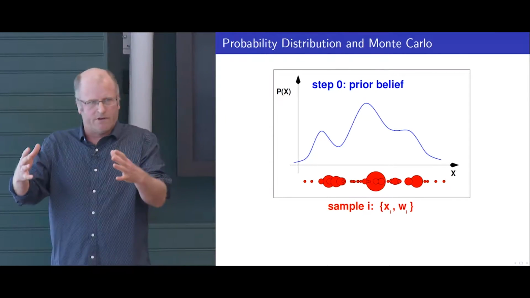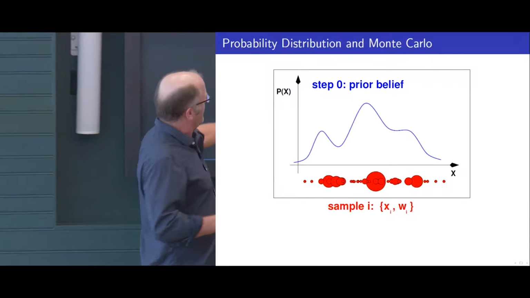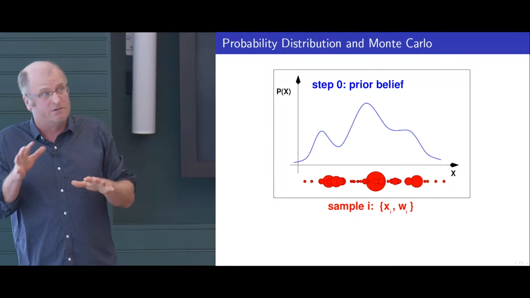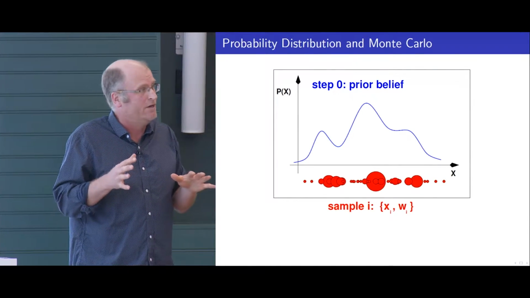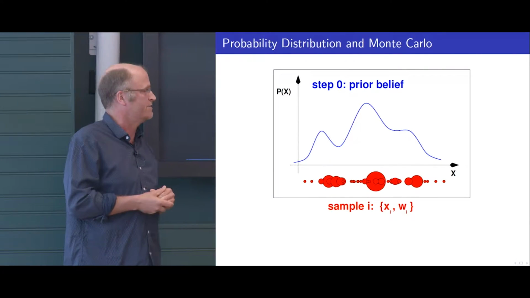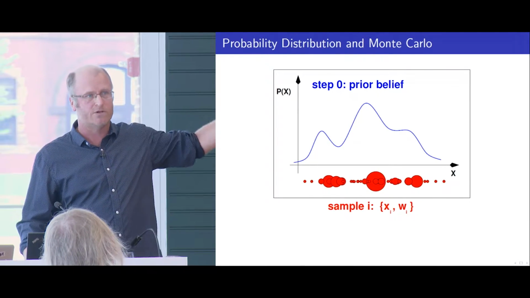But you only have a limited machine. You're using that old ENIAC, and so it only has a limited amount of memory. And so there's this trade-off between using enough samples to make everything work and actually being able to do the calculation. So we use weighted samples. You can get away with fewer samples if you weight them.